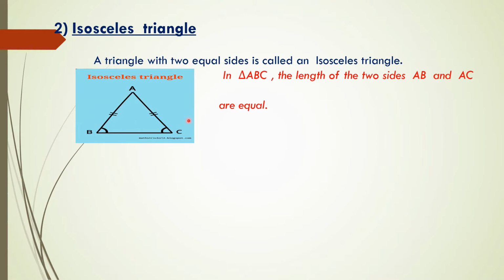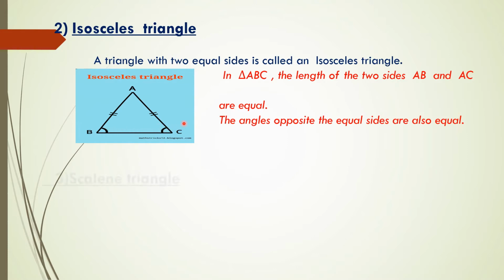And in the case of the isosceles triangle, the angles opposite the equal sides are also equal. That means the side AB's opposite angle is angle C, and side AC's opposite angle is angle B. That is, angle B and angle C are also equal.